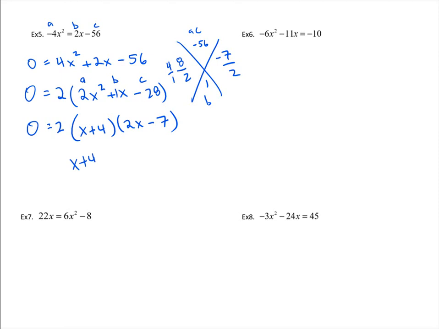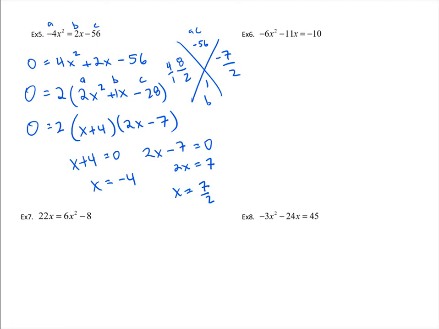So make x plus 4 equal to 0. Make 2x minus 7 equal to 0. So minus 4 on both sides, we get negative 4. Add 7, right? Divide by 2. That would be your answer.